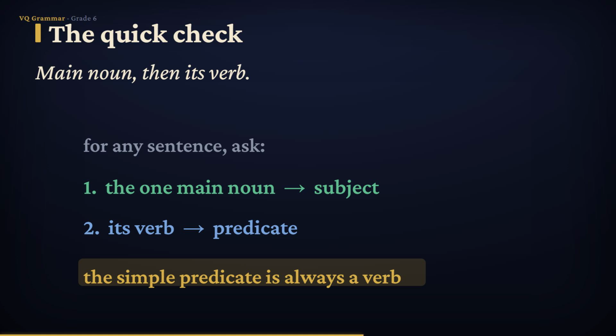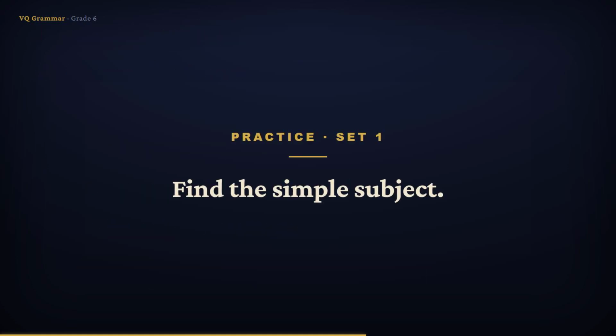Let's try a few together. In this first set, find the simple subject. Strip away the little words and the describing words and pick the one main noun the sentence is really about. Pause the video and try each one yourself before I give the answer.